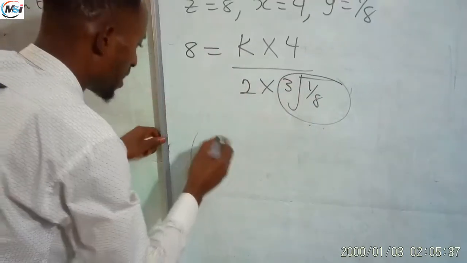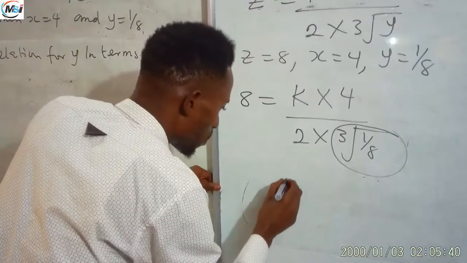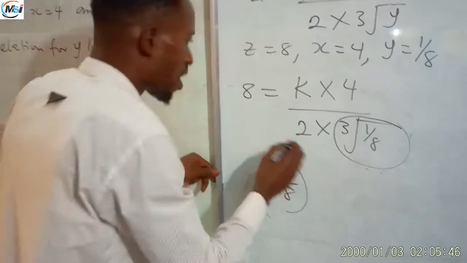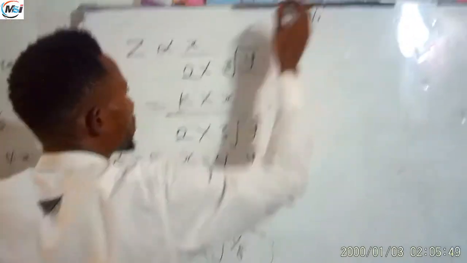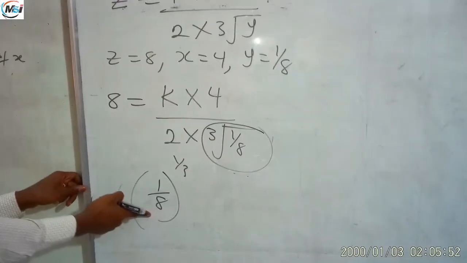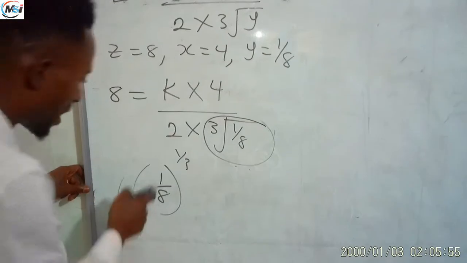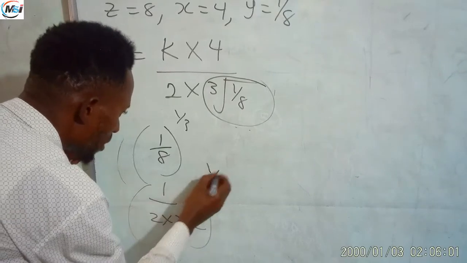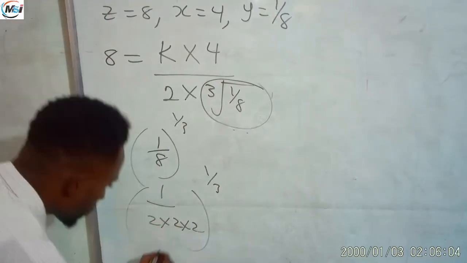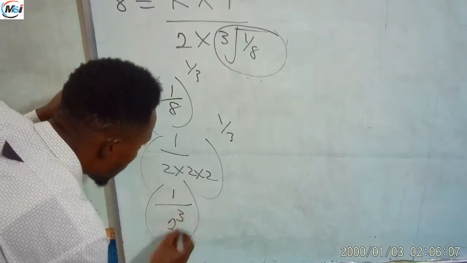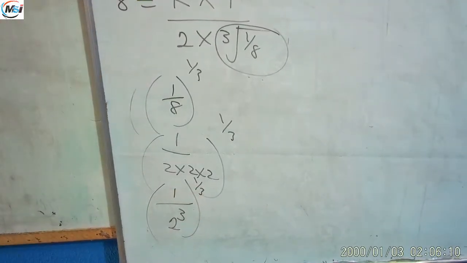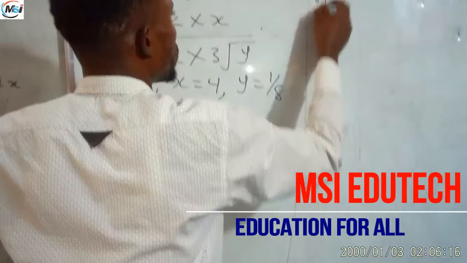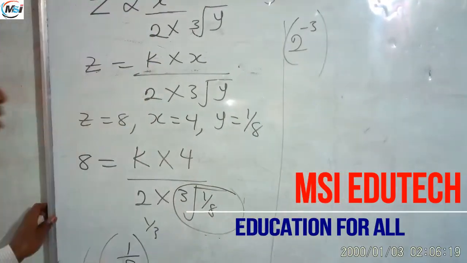Then 1 over 8 is the value for y, right? And we are talking about the cube root of y. The cube root of y can be written as y raised to power 1 over 3. So the y is this 1 over 8, and 8 can be simplified into 2 times 2 times 2. So that is 1 over 2 raised to power 3, then raised to power 1 over 3. Then using the inverse law, I have 2 raised to power minus 3, which is the same as 1 over 8. Take note of that.